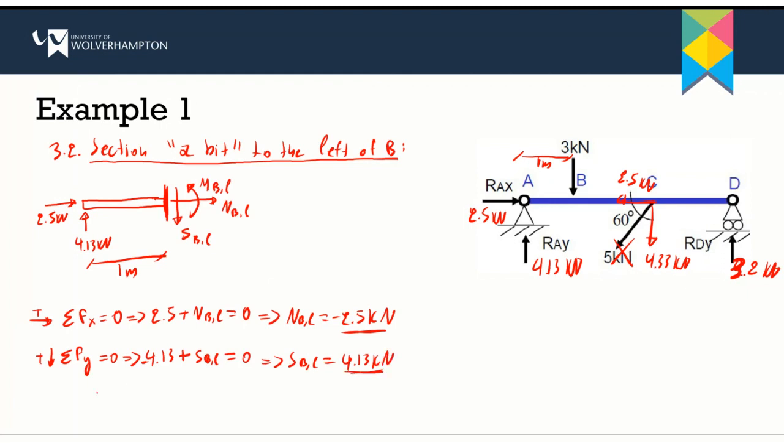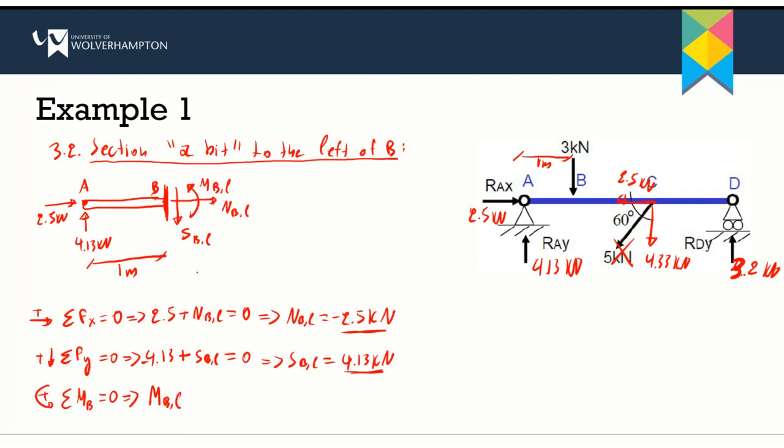And the sum of moments about any point, but it's easier to select this point, point B. So here we have point A, here we have point B, has to be equal to zero. And now we do have moments from the forces, but also do not forget the internal moment, MBL. It is a very common mistake for students to forget the internal moment, and then it causes confusion because you will have no unknown variable to look for. So let's start with the moments, MBL.